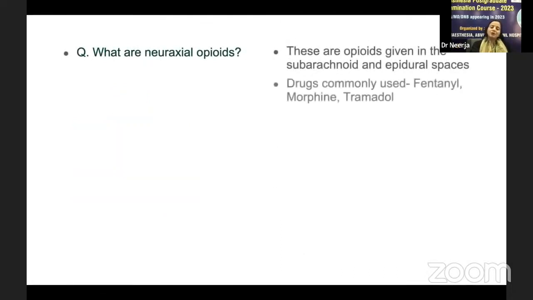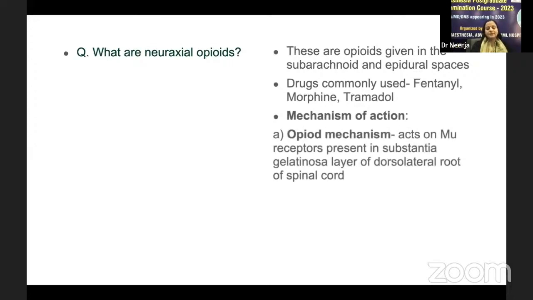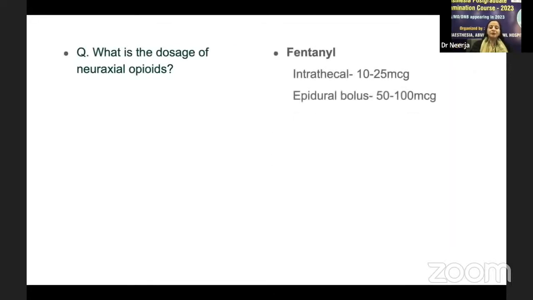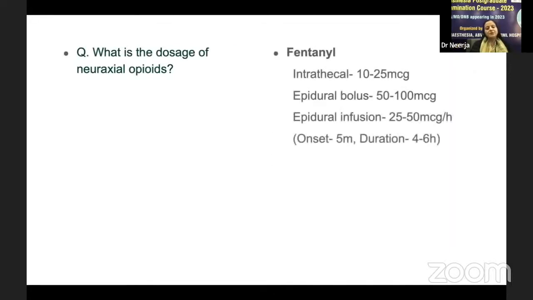Neuraxial opioids, we have already talked about. You should know where it is present and where it acts. It acts on mu receptors present in the substantia gelatinosa, a layer of the dorsolateral root of the spinal cord. Okay. A lot of times in your last 10 years' papers, the neuraxial opioids question has been asked. So please read it. These are the various dosages.